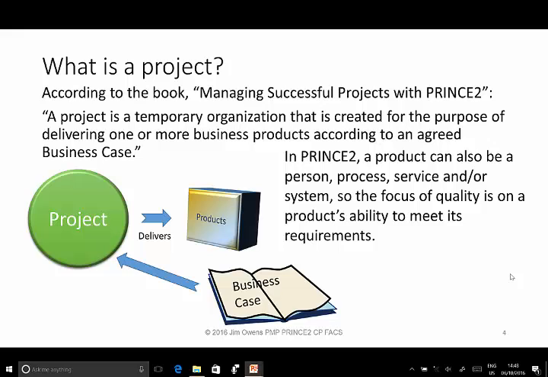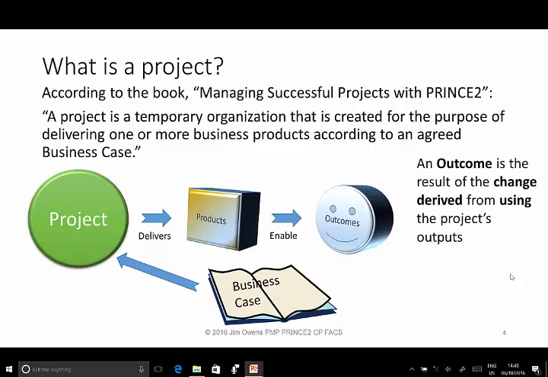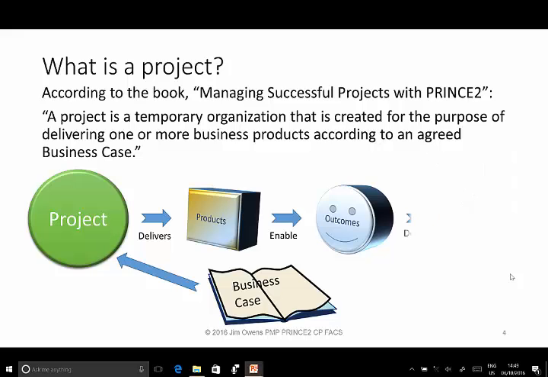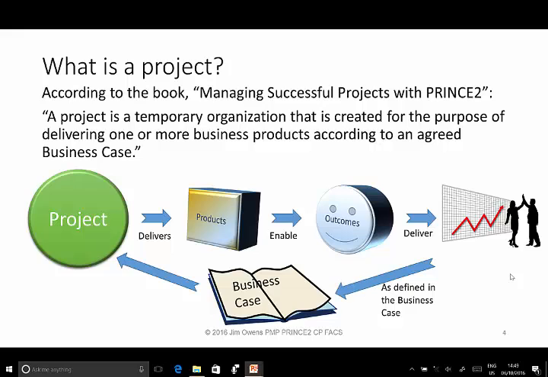For example, you may have a project intended to reduce service desk response times by 25%. These business products enable outcomes. An outcome is a result of the change derived from using the project's outputs. The outcomes deliver benefits. PRINCE2 defines a benefit as the measurable improvement resulting from an outcome that is perceived as an advantage by one or more stakeholders. And these expected benefits from the product are defined in the business case.